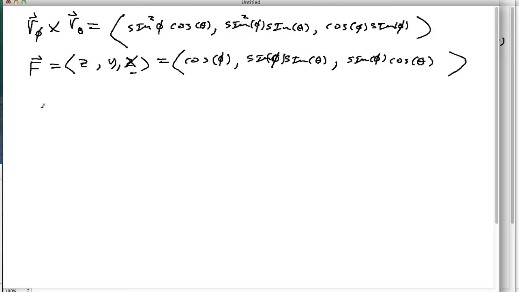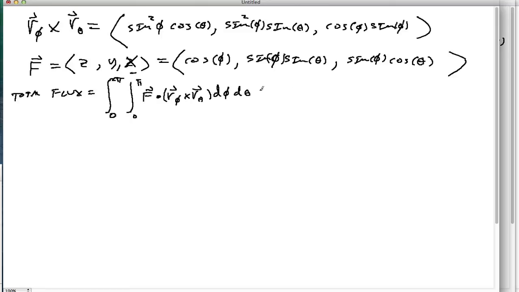So now we need to take the dot product of these two things and integrate. So our total flux is going to be equal to the integral from 0 to 2 pi times the double integral from 0 to pi of f dotted with the vector resulting from the cross product of r phi cross r theta, d phi d theta.